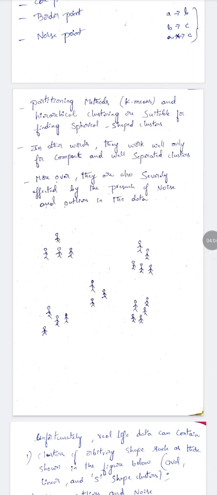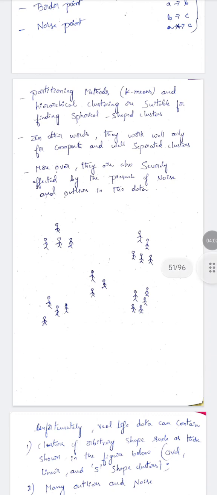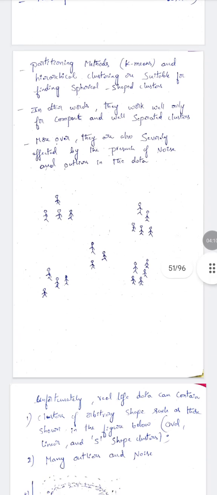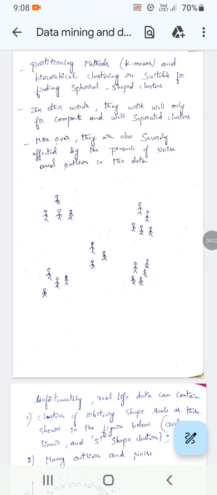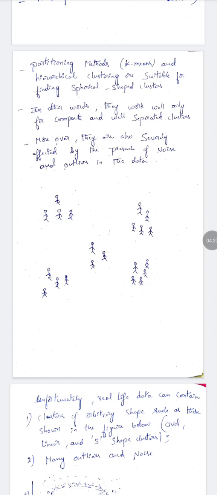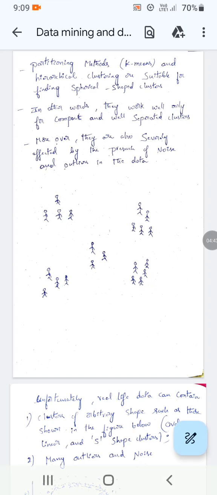Moreover, they are also severely affected by the presence of noise and outliers in the data. Suppose these are people who are scattered here and there outside of the area, like a ground we can consider. Some groups are separated due to the dividing of batches for the particular work they are doing. Suppose the groups of people are playing cricket teams. Each group is a separate team, like Australia, India, and England. We can consider these as groups of different clusters.